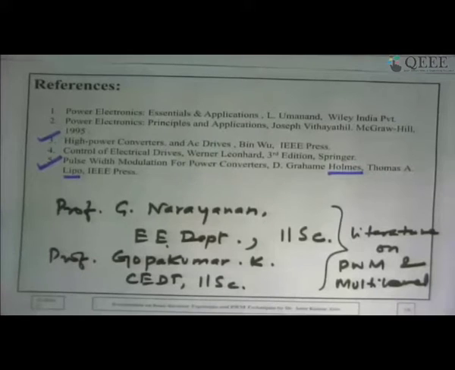You can refer to the work of two professors who work very deeply in PWM techniques. Professor Narayanan works on PWM techniques and Professor Gopakumar works on multi-level converters. He has done enormous work in this area, both of these professors. If you visit their websites and see the literature, you can get a deeper level of understanding, and you can personally interact with them.